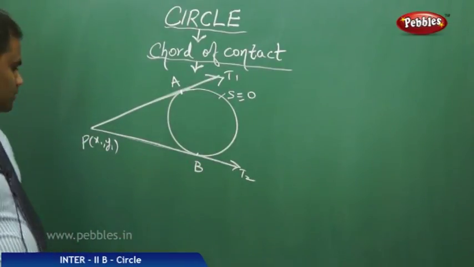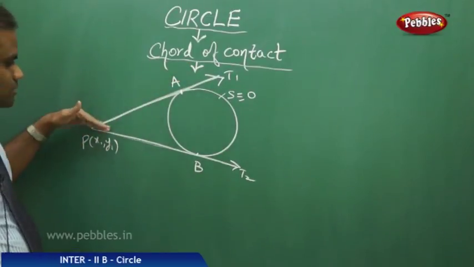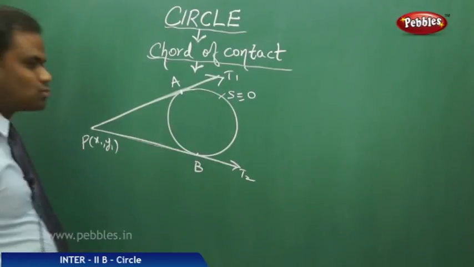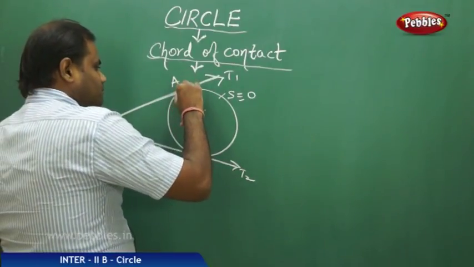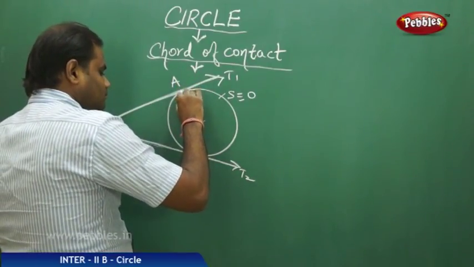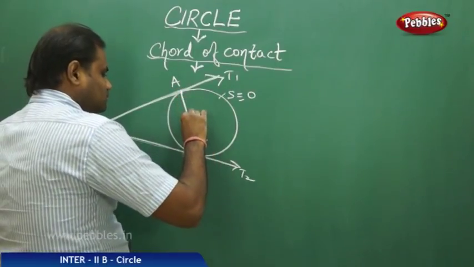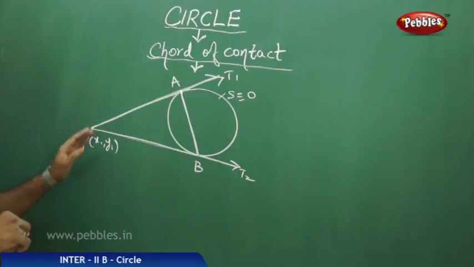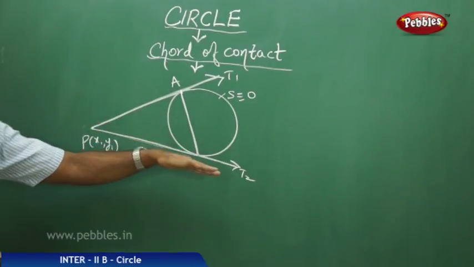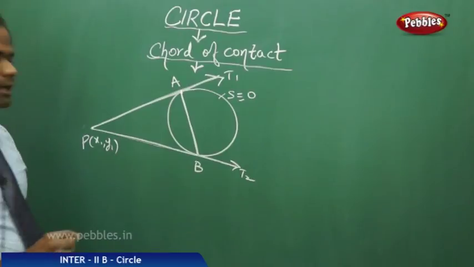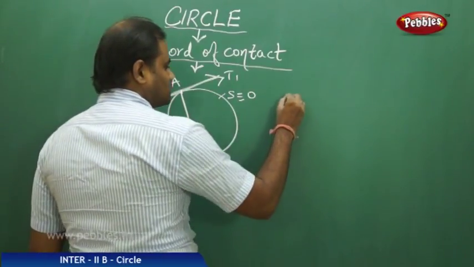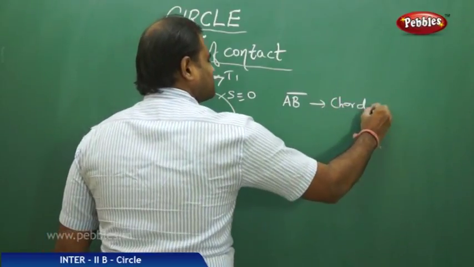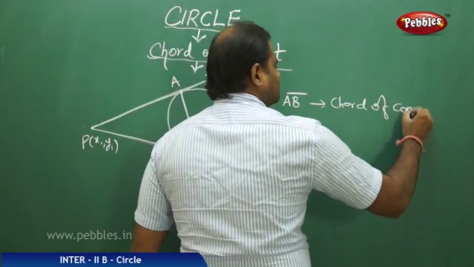As we know, from an external point two tangents can be drawn to the circle, that is, there are two points of contact. Those two points of contact are joined to form the chord. This kind of chord, formed from an external point with two tangents, is called the chord of contact.